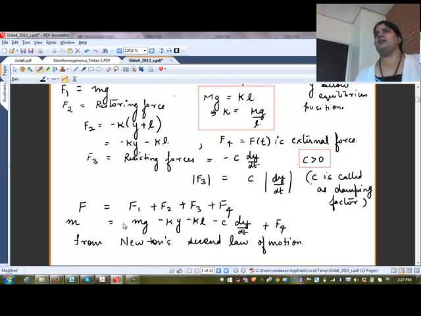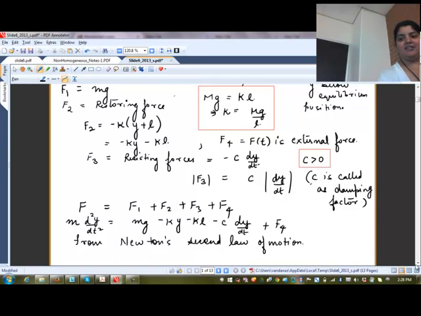So how will you find the acceleration? How is it related to displacement? dy by dt is velocity. Then acceleration is the second derivative of that, right? So d2y over dt squared. So mass times acceleration is this whole thing.